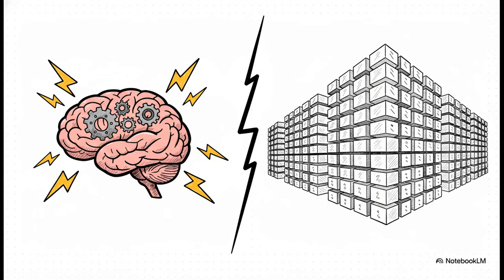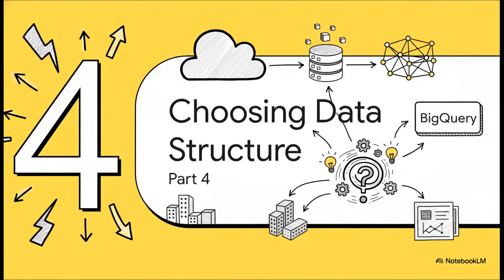But the single most important thing you need to remember for the exam is this: the separation of compute and storage. The brain, that's Dremel, is completely separate from the warehouse, which is a system called Colossus. This is an absolute game changer, and here's why. It means you can scale them independently. You only pay for the processing power you need exactly when you need it. That's a huge deal.